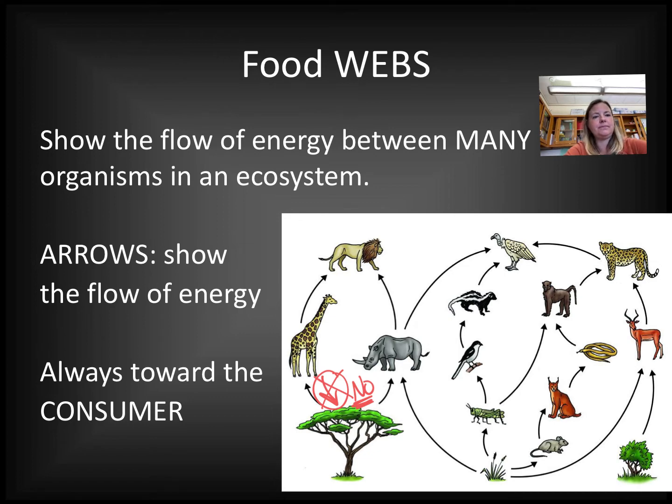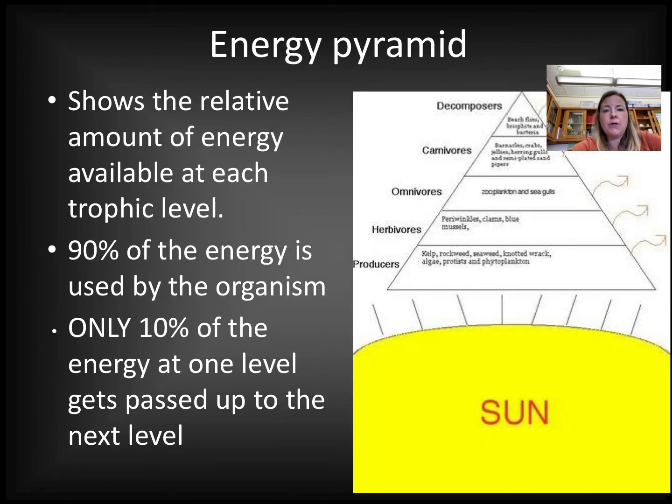As energy flows within an ecosystem and gets passed from one organism to the next, the amount of energy available at each trophic level can be shown in an energy pyramid. As energy flows from the producers to the herbivores, not all of the energy gets transferred from one level to the next. 90% of the energy is actually either used by the organism or lost as heat. Only approximately 10% of the energy at one level gets passed up to the next level. That's why we always have to have more producers than we do herbivores.